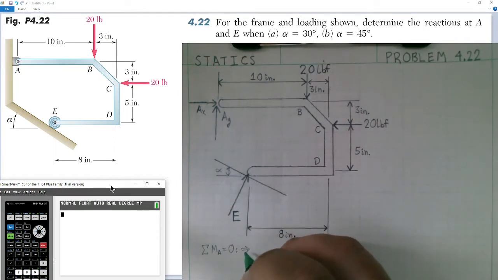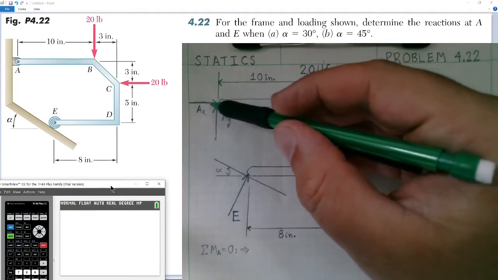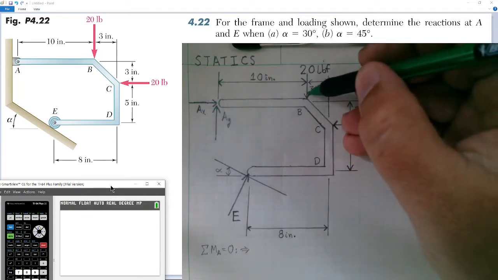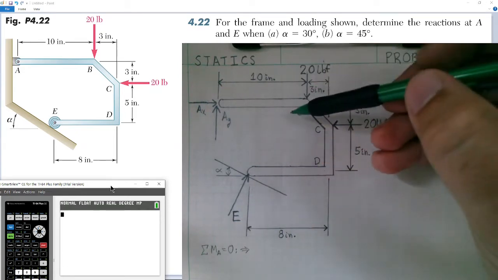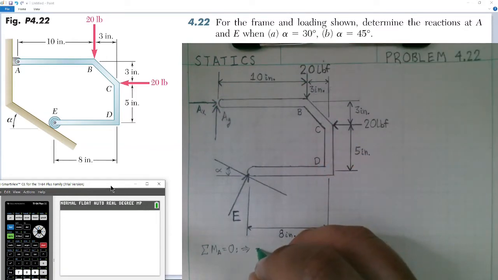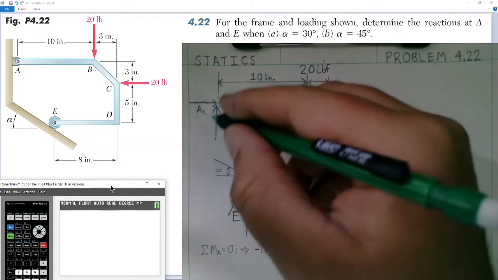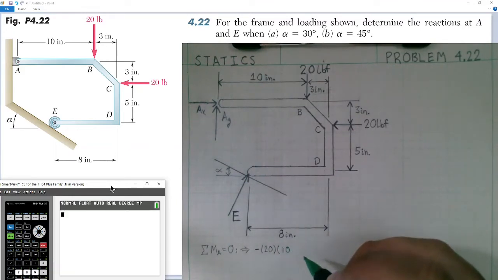So this tells us that if we were to sum moments about A, these forces play no part. We have a 20-pound force that is acting in the clockwise direction around point A. So we have a negative moment here, so negative 20, because we're going clockwise, multiplied by 10 inches, its distance.